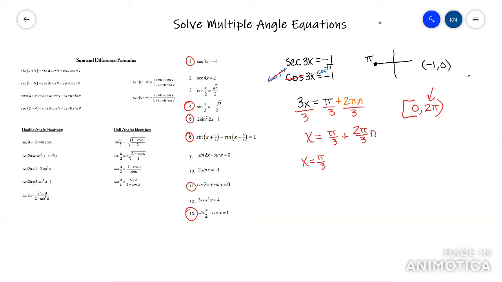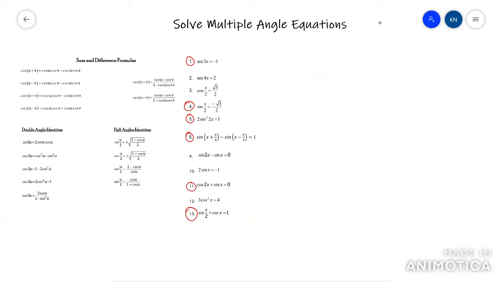So pi over 3 would be an answer. I'm adding 2 pi over 3, so that'd be 3 pi over 3, aka pi. That would be an answer. And then I'm adding another 2 pi over 3, so that would be 5 pi over 3. And if I did one more, that would be 7 pi over 3, which is really 2 1/3 pi, which breaks my domain. So it's just these 3 previous answers. So you just keep adding whatever the increment is until you bust that 2 pi. Hope that made sense. Okay, let's move on.